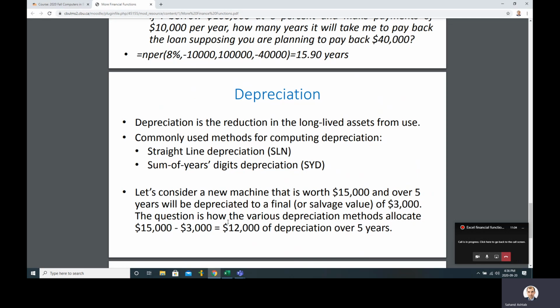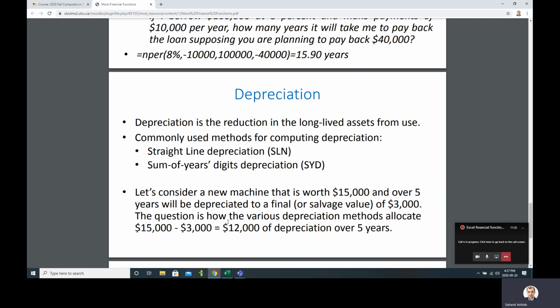As I've mentioned, it's a topic that is discussed in the accounting discipline. Engineers will discuss this in their engineering economics course. It could also be discussed in a finance class. Here, we are learning how you can use Excel and its financial functions to calculate depreciation. So the first thing is to understand what depreciation is: assets lose value when you're using them.